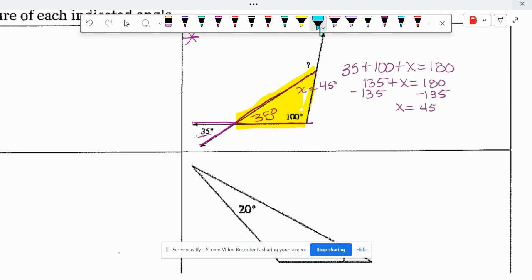But now I want you to see that I have a linear pair right here. So this angle that I don't know plus the 45 also has to equal 180. So the angle that I don't know, I'm going to call it y, plus the 45 degrees has to equal 180. Subtract 45 from both sides, and I find out that angle y has a measure of 135 degrees.